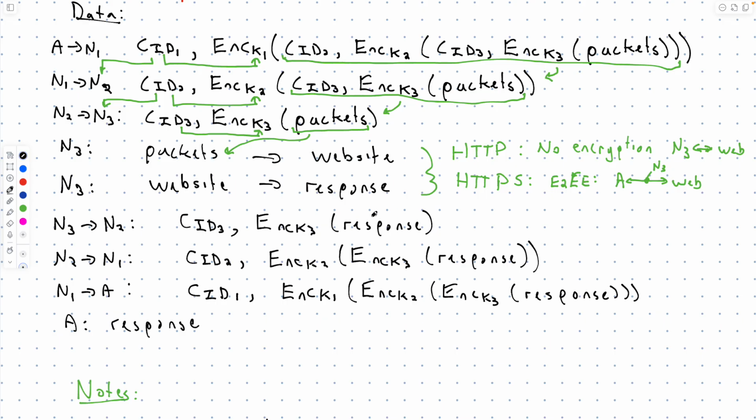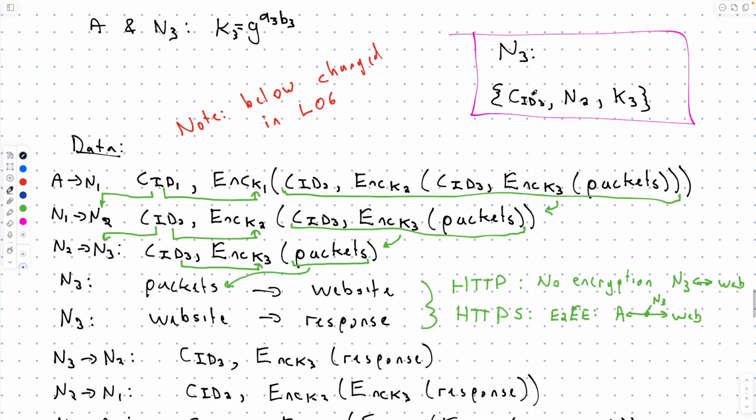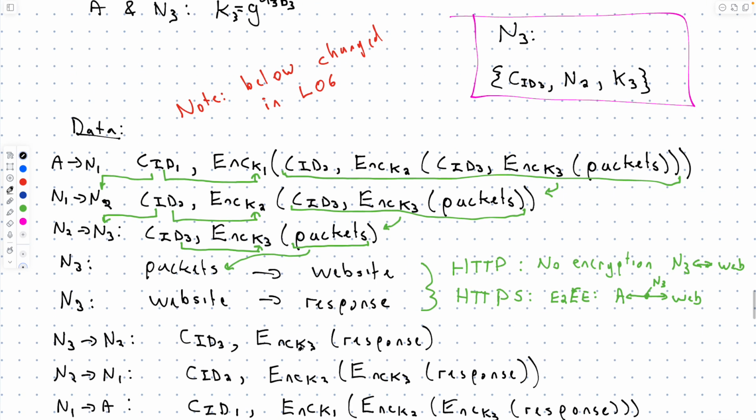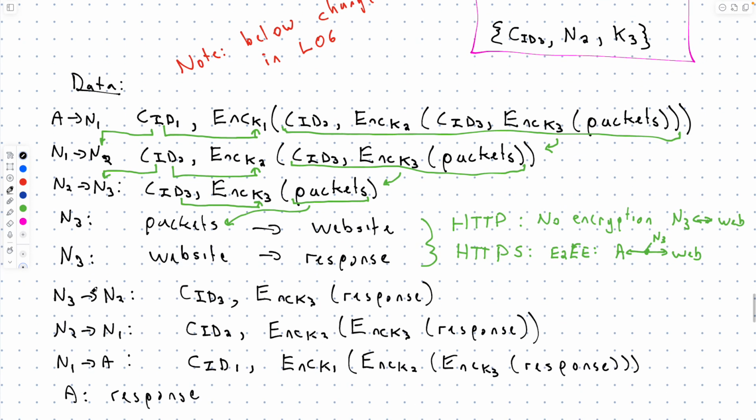So what it's going to do is say, okay, I know what this is. I know that this belongs to CID 3. And so it's going to go into its log. It's going to pull out the ID, CID3. It's going to pull out K3. It's going to encrypt the response with K3. And then it needs to send it to N2. Okay, so N3 will send it to N2.